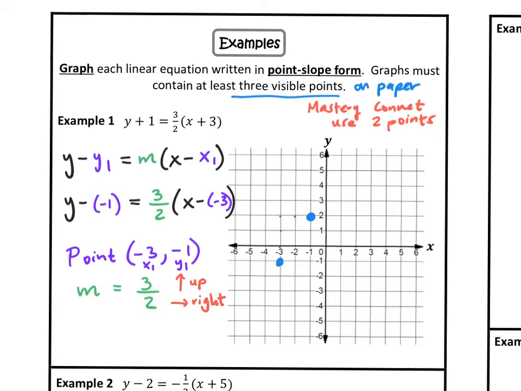All right, and remember, when we're graphing on paper, since I'm graphing on paper, we're going to do one more point, 3 points in total, right? But on Mastery Connect, all you need are 2 points. Okay? So we're going to go up 3 and to the right 2. This is my third point. And then I'm going to get my ruler and connect these points.